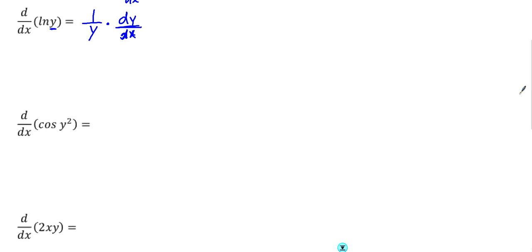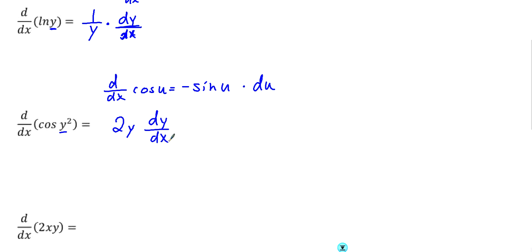Again, we could use the inside-outside rule on this one, or we could use the formula rule. The formula rule says d over dx of cosine of u equals negative sine u times the derivative of u. Now if we use the inside-outside rule, we have to take the derivative of the inside, which is the y squared. So the derivative of y squared is 2y dy over dx times the derivative of cosine, which is negative sine y squared. And that's your derivative.